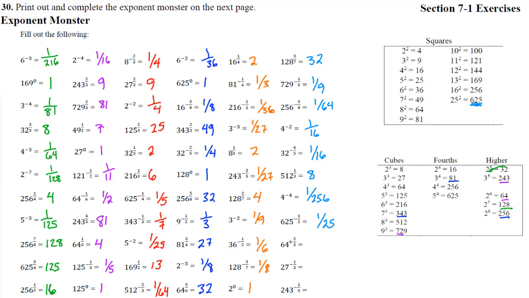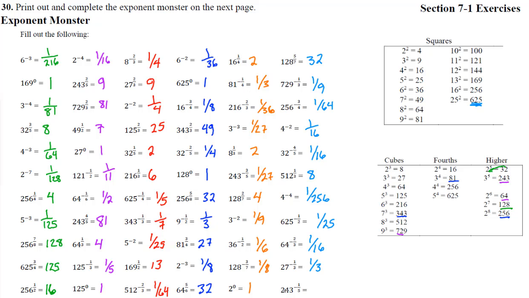64 to the negative 2/3 power. That's cube root of 64, which is 4. Squared is 16 in the denominator. Okay, 27 to the negative 1/3 power. So we're going to cube root 27. Cube root 27 is 3. Negative will put it in the denominator.